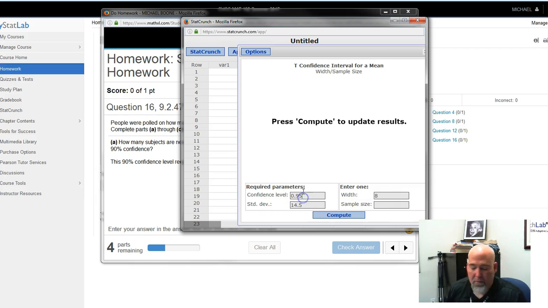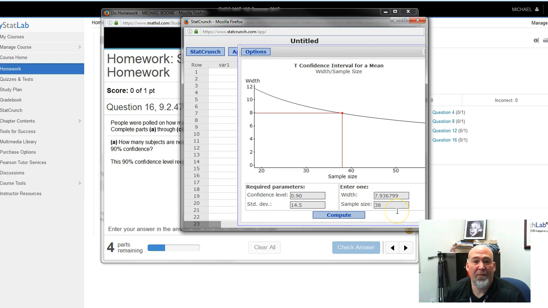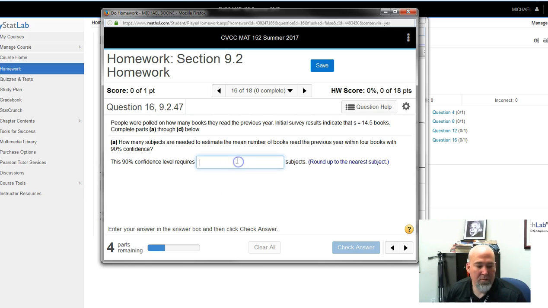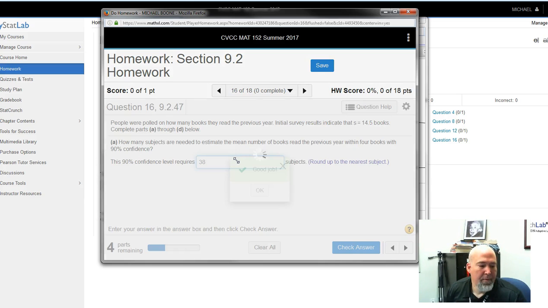And then the confidence level is 90. So when I hit compute, it'll find my sample size of 38 that's needed. So let's check this real quick. And we will high five each other.